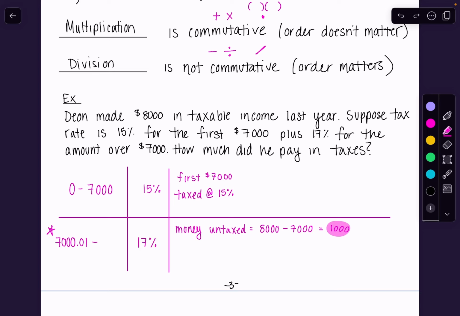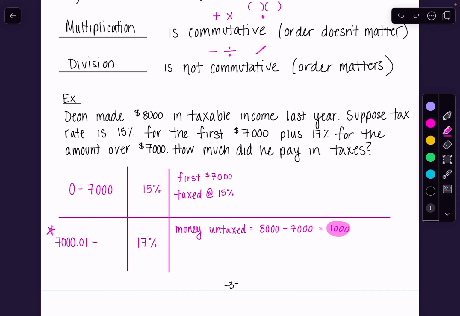If there was a third one, same idea. Whatever money falls into the first category, taxed at that first rate. Whatever money falls into the second category is taxed at that rate. And then however much is left over that hasn't been taxed is taxed at the third rate.